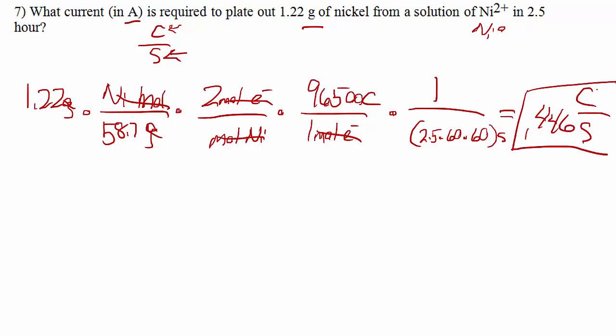So important conversion factors to remember here again. 1 mole of electrons is equal to 96500 coulombs. And again, amps are coulombs per second.